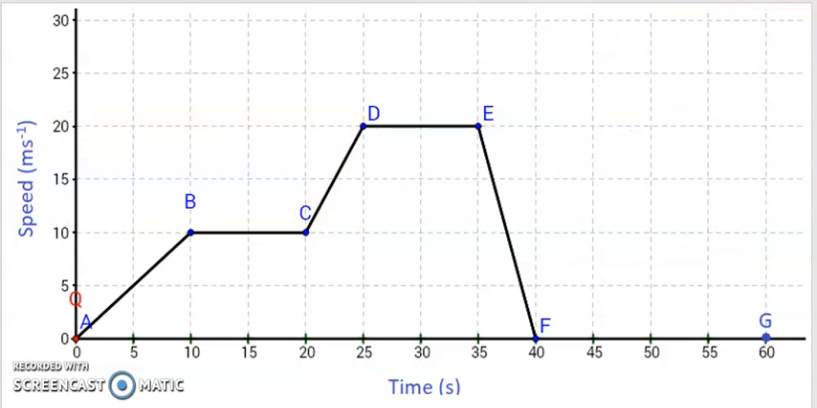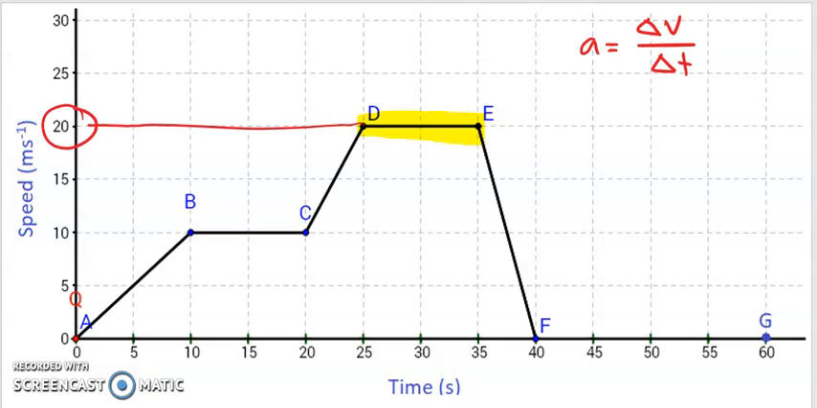Alright, what about section D to E? What's the acceleration there? Now with this one, we don't actually need to do the calculation. Because remember, acceleration is change in velocity. But if we look at section D to E, their velocity hasn't changed. They're travelling at constant speed, they're staying at 20 meters per second. So there hasn't been a change in velocity.